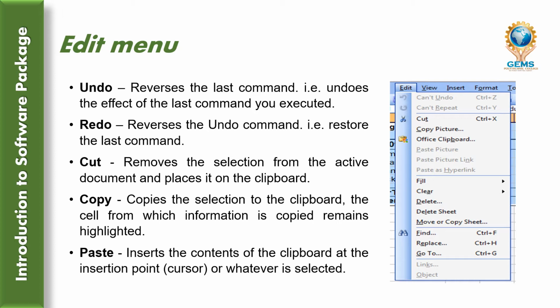The Cut command is used to remove the selection from the active document and place it on the clipboard. With the help of the Copy command, you copy the selection to the clipboard, and the cell from which information is copied remains highlighted. And paste, with the help of the Paste command, inserts the content of the clipboard at the insertion point or wherever is selected.